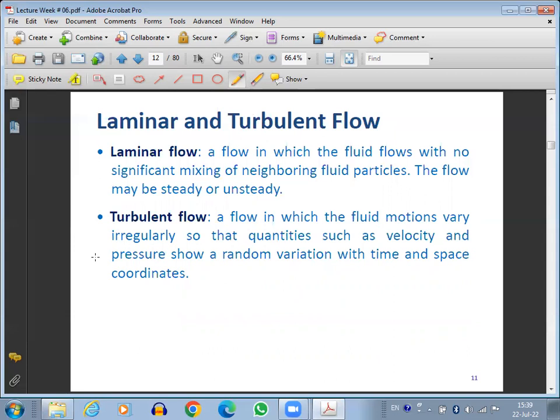One most commonly used flow classification is whether the flow is laminar or turbulent. Most significant, most widely used classification: if the flow is laminar or turbulent. Do you have any idea what is the difference between laminar and turbulent flow? Ever heard it before? Any idea? I want to hear from you. What is a laminar flow? What is a turbulent flow?